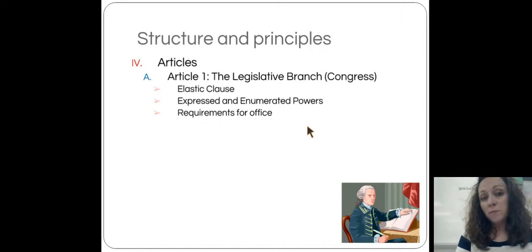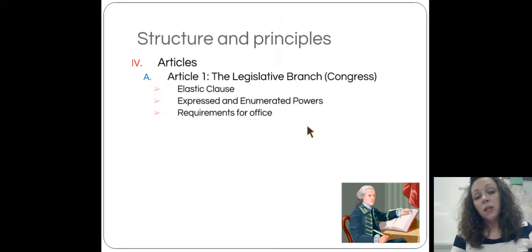So first of all, requirements for the House of Representatives. You have to be 25 years old. You have to be a resident of the district you're going to represent. And you have to be a citizen of the United States for 7 years. If you need to, pause me and rewind and write those 3 things down.